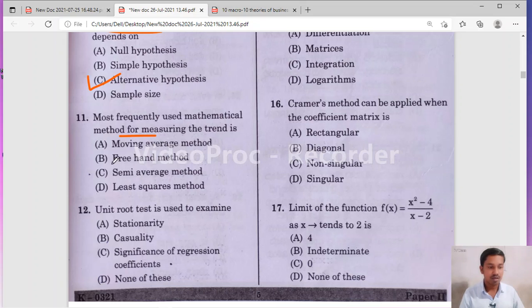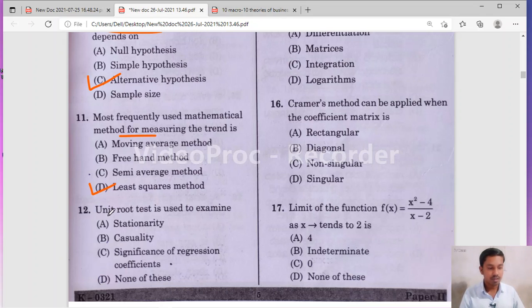Moving average method, freehand method, semi average method, and least square method. Yes, here the right answer is option C. Least square method is the correct answer. Many students are having confusion between least square method and moving average method. So I think least square method is the correct answer.